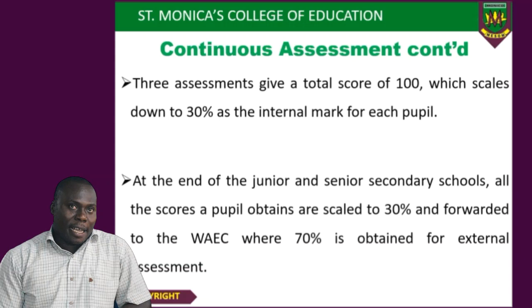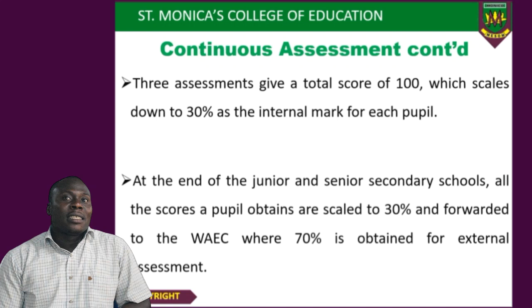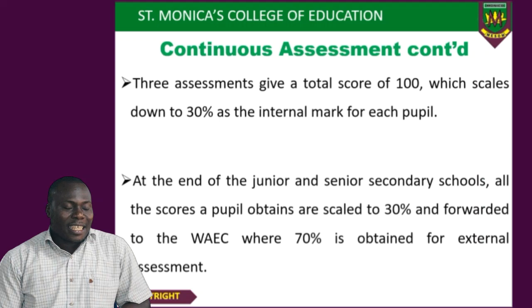So at the end of the junior and the senior secondary schools, all the scores a student obtains are scaled down to 30 marks. So that is the work the child will do at the school level. Everything will be scaled to what? 30% mark. And will be forwarded to where? WAEC or any of the examination bodies that you are going to sit for the exams. Whereas 70% is obtained from the external assessment, that is WAEC.